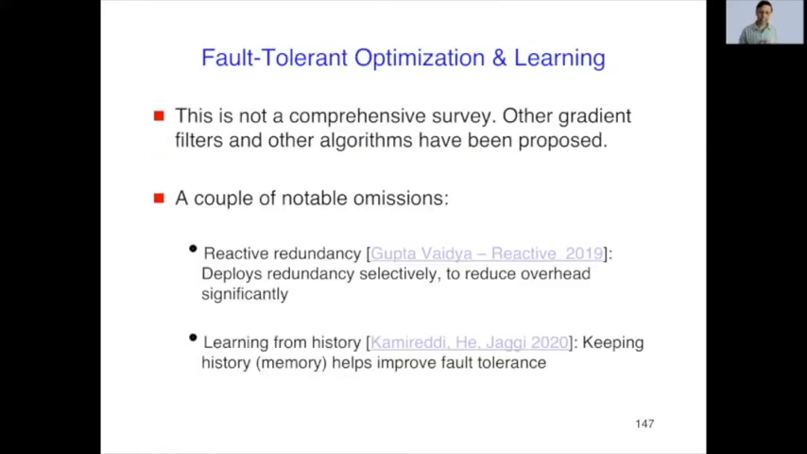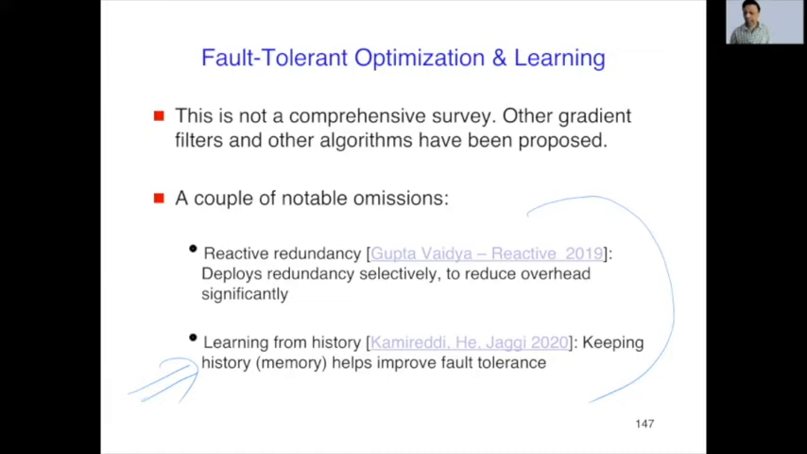So before I wrap up the discussion of fault tolerance, I want to add some caveats. One is that the discussion here is not meant to be comprehensive. There are more gradient filters, more algorithms that have been proposed. And there are some omissions that I think are notable that you may want to look up later on. In particular, this second paper here, called Learning from History, considers the idea that perhaps instead of the server using just the current gradients received from the agents to compute the next estimate, the server should keep some history of the gradients that it has received previously from the agents.